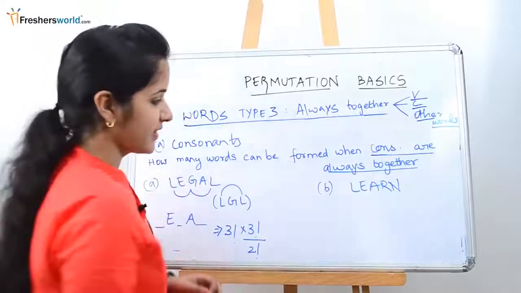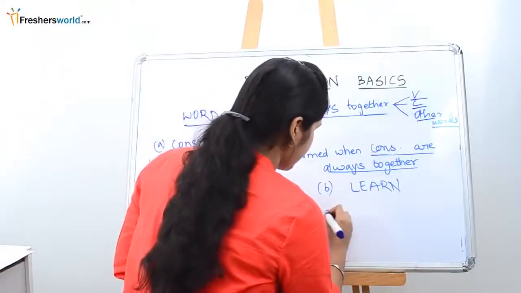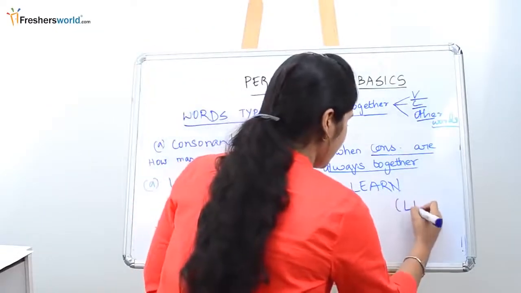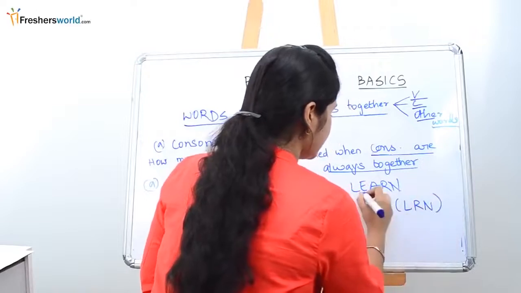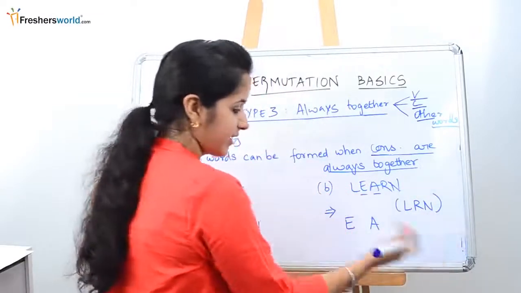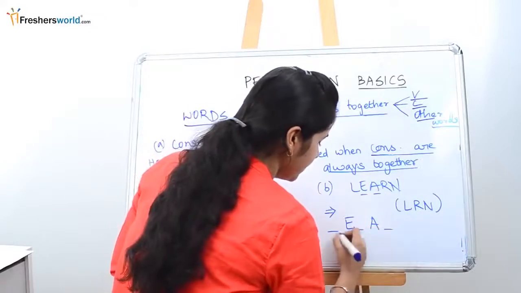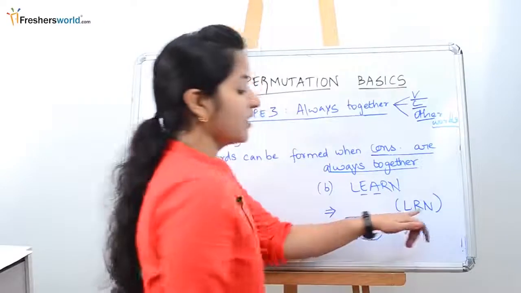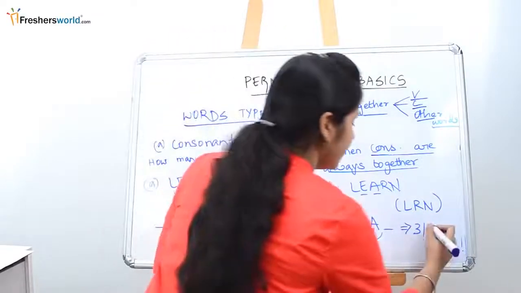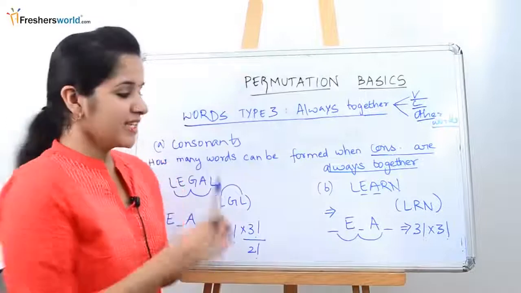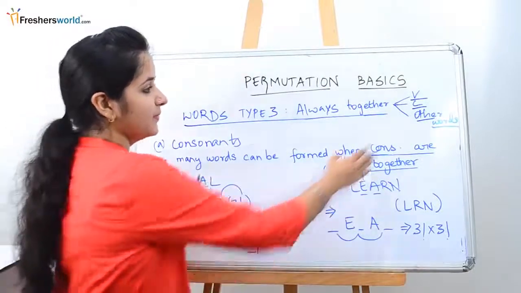Let's take another example. Let's take the word LEARN. What do we do here? We will club the consonants together: L, R, N. The remaining letters that we have are E and A. What are the places in which L, R, N can be placed? Either here, here, or here. So we have 3 places, so we write it as 3 factorial. And L, R, N can be arranged in 3 factorial ways.